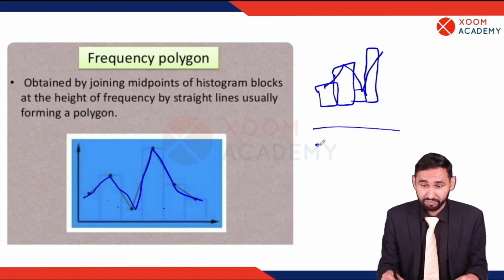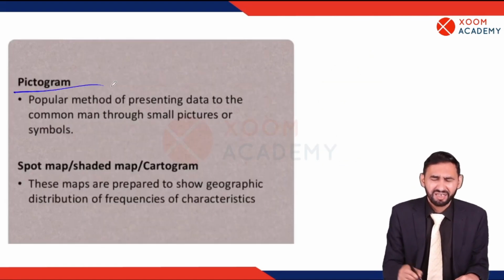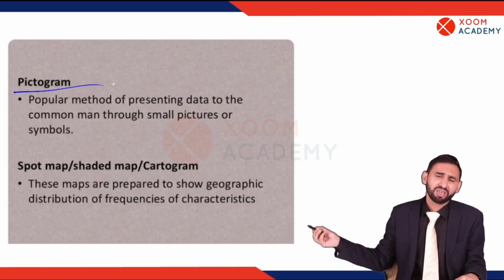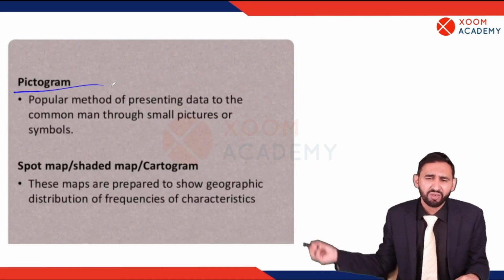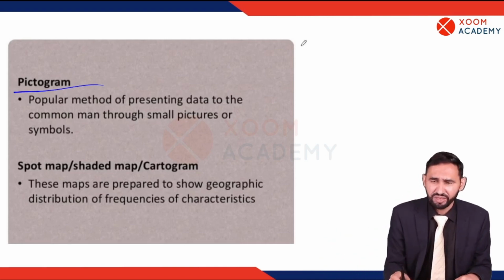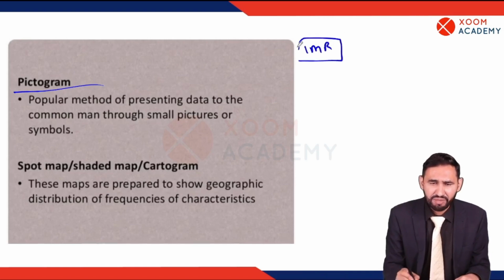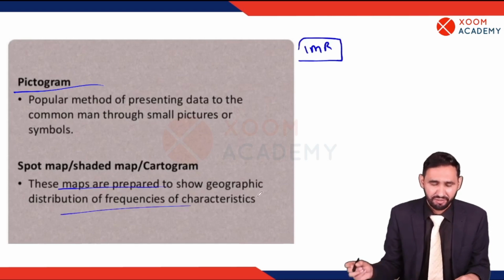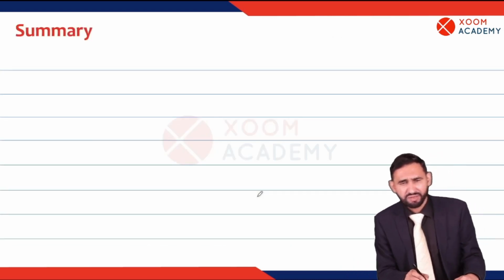Then pictogram. In countries like Pakistan, where the majority of the population is not educated, we give pictures. We present the data in the form of pictures. Like we want to indicate that infant mortality is increasing, so to depict the infant mortality rate, we show it in the form of pictures. Then there are spot maps and maps. We form certain maps.